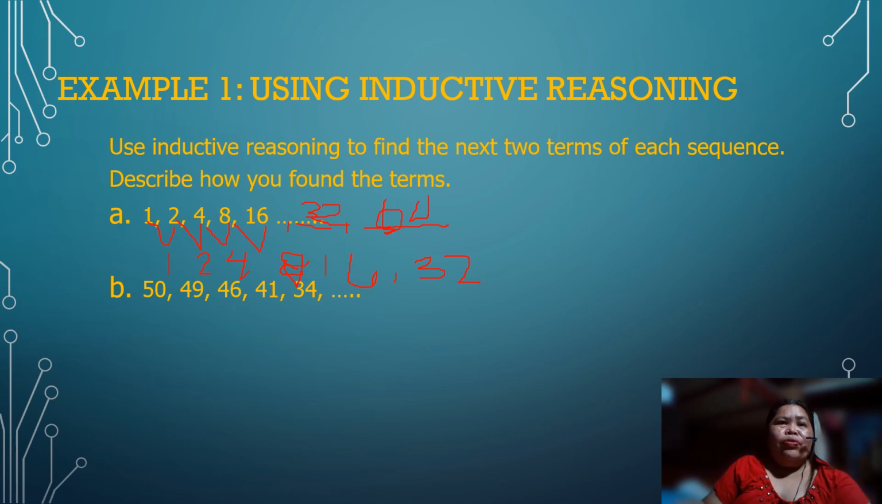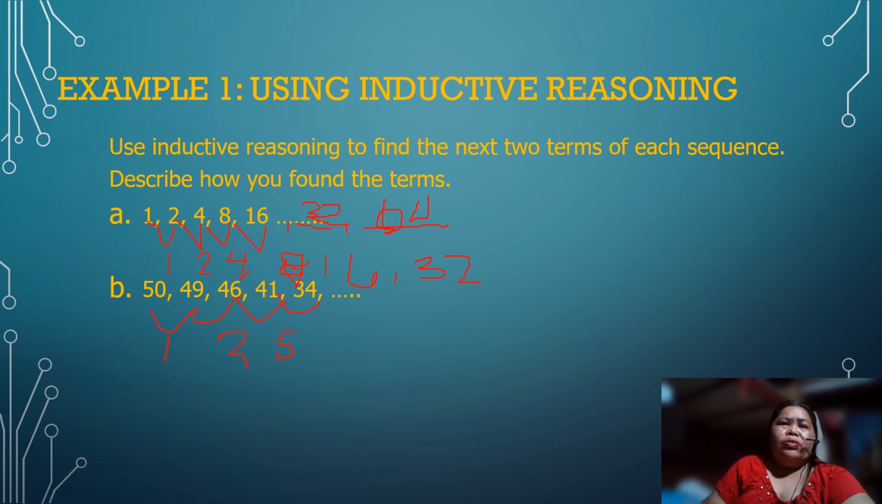Okay, next we have here 50 minus 49 is 1. 49 minus 46 is 3. Then 46 minus 41, that's 5.